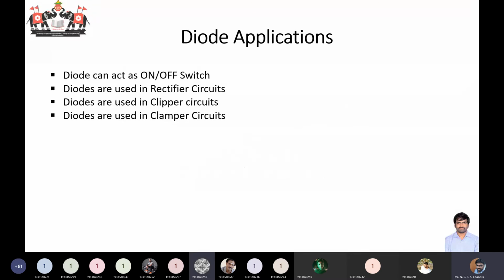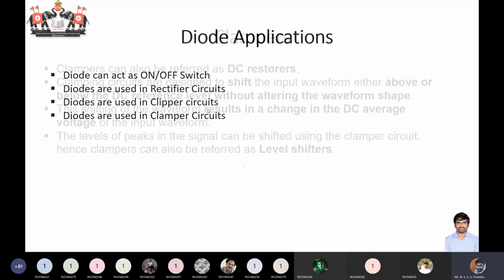Yes, sir. So we have covered the diode as switch application, the rectifier circuits application, and the clipper circuits application. Now we are left with the clamper circuit application.